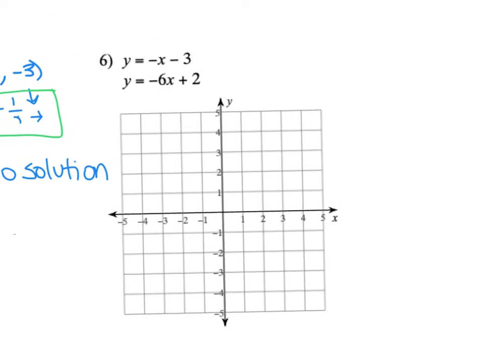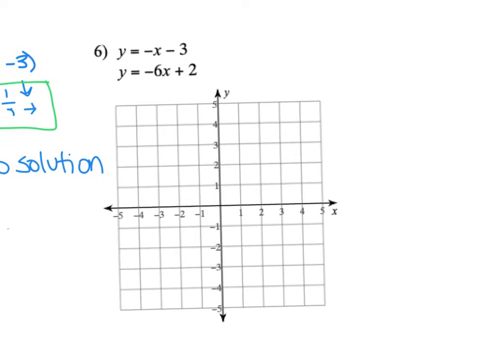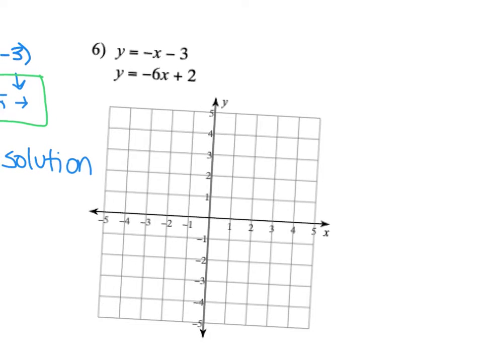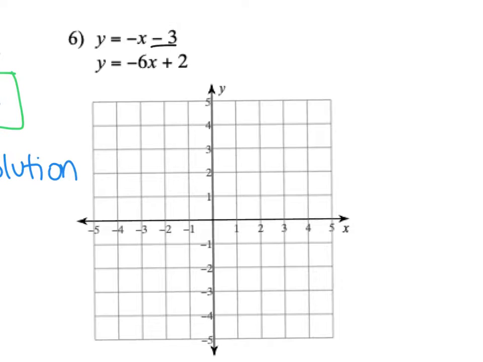All right, our last example for today. So my first line, I begin at negative 3. So 0, negative 3. And I'll write that out on the side. Again, my slope is negative 1 over 1 because there's no number written in front of my x. And that means I'm going to go down 1, right 1.